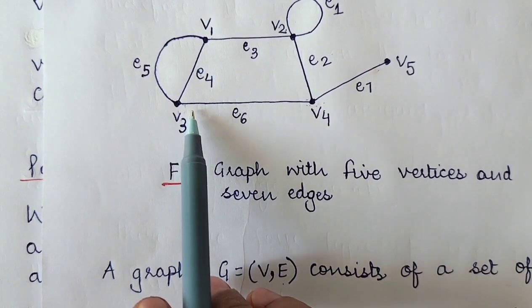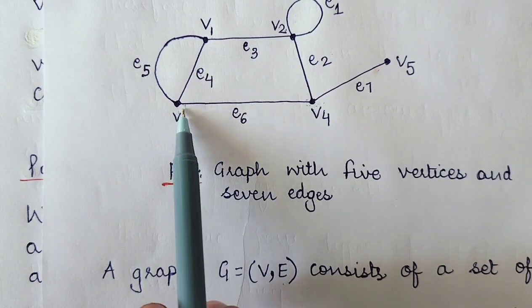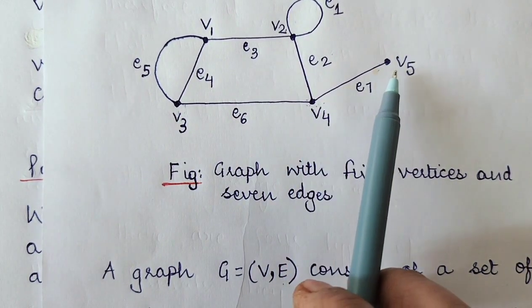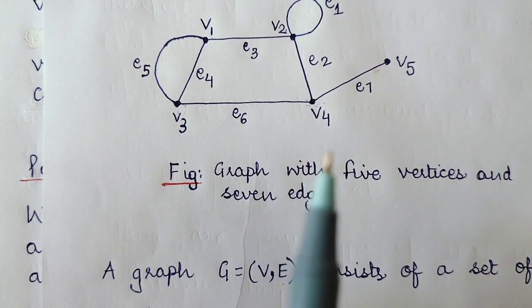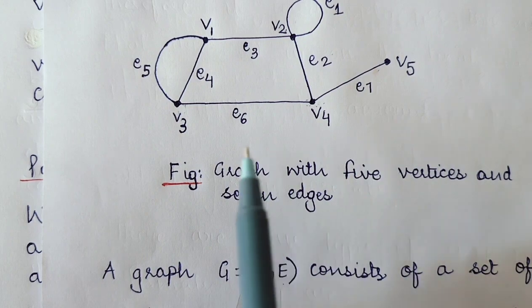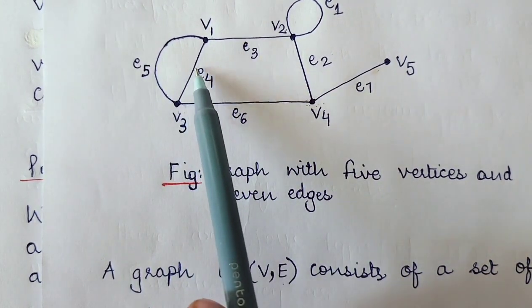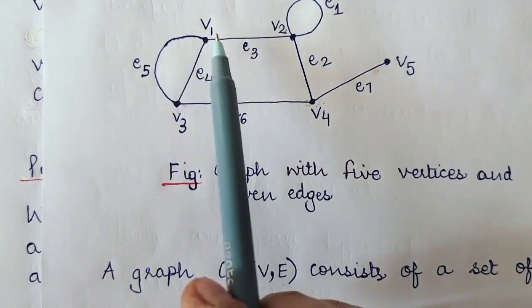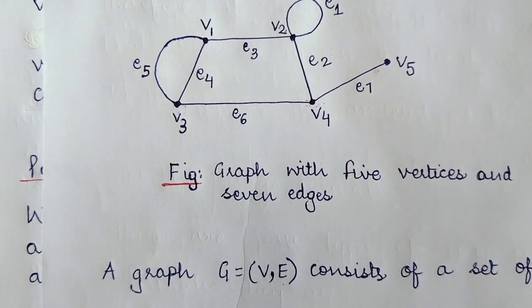Otherwise, you can see every edge is associated with a different vertex pair. E6 is associated with V3 and V4. E7 is associated with V4 and V5. So all the edges are associated with a different vertex set. But in such a case where more than one edge is associated with the same vertex set, then such edges are called parallel edges. So E4 and E5 here are called parallel edges.